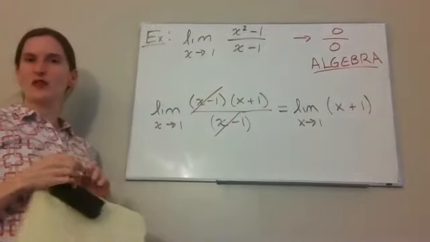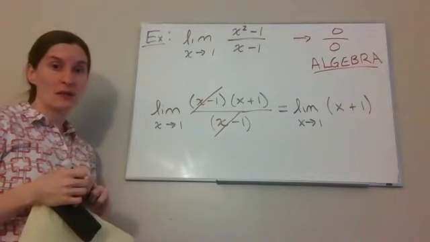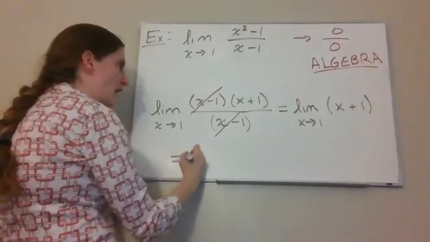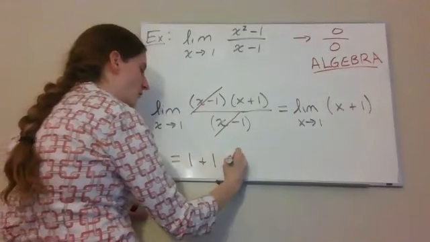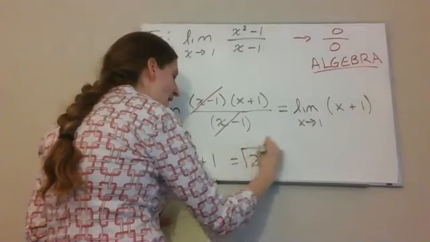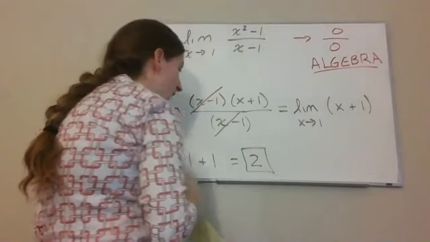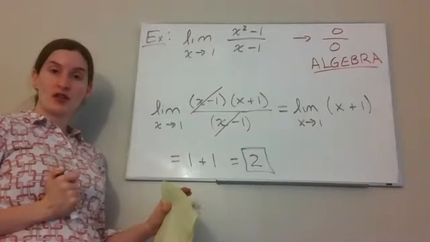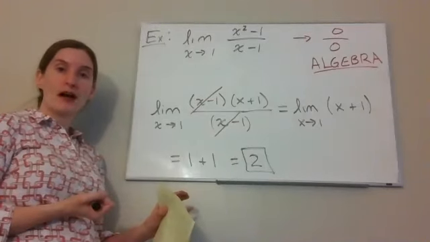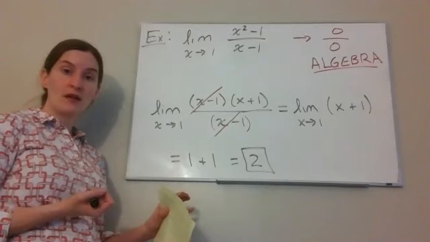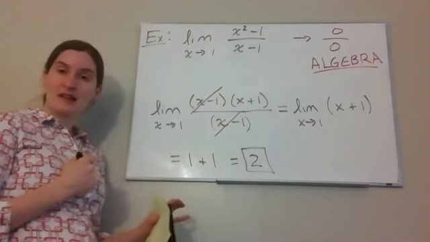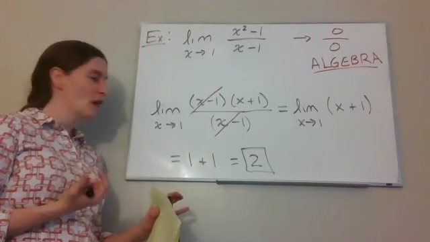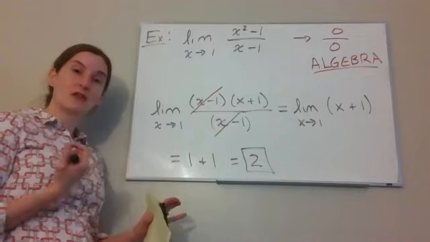After you've done some algebra and simplified, now you should try direct substitution again. So if I plug this 1 in now, I get 1 plus 1, which is 2, and that is the answer to this problem. So if we were to graph the original function, you would have a hole in your graph when x is equal to 1. But this tells us that as we get closer and closer to where that undefined point is, the y value is getting closer and closer to 2.